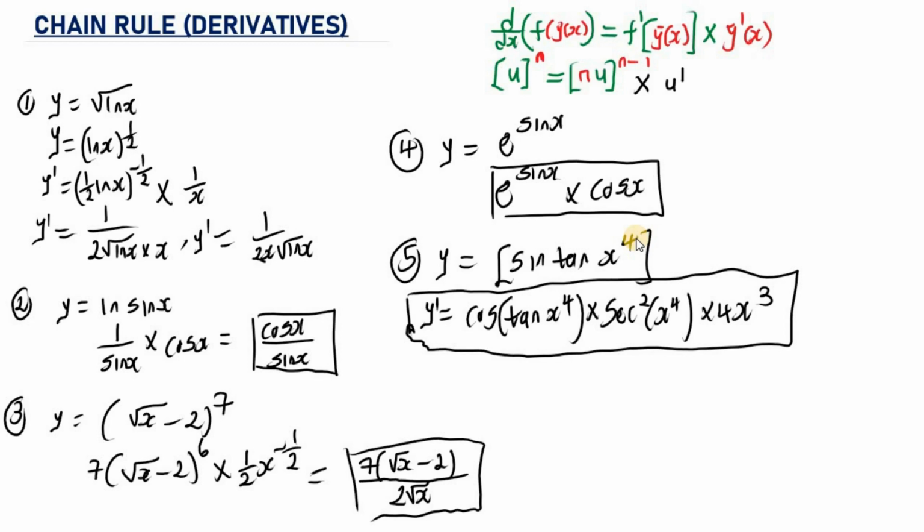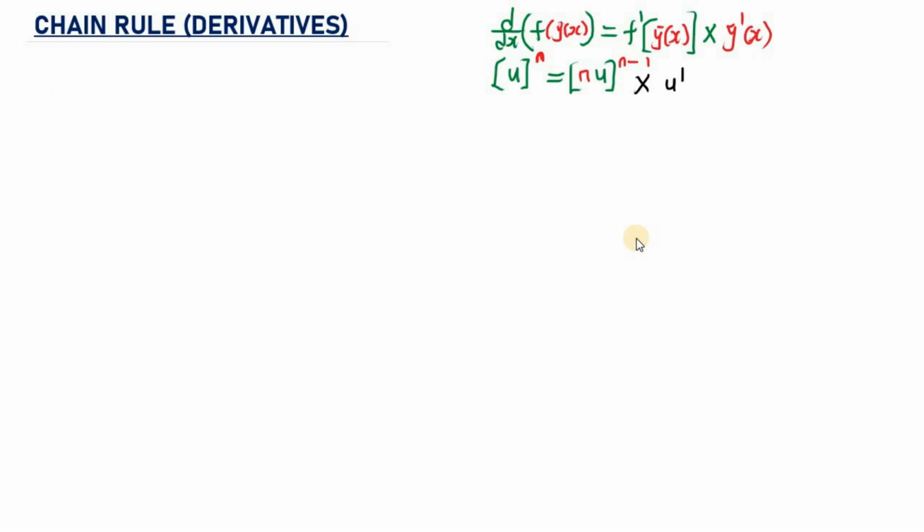This is the answer. So let's take a look at one more example. So this is the 6th example. Now let's say we have y is equal to s divided by 1 plus s, then raised to the power of 4. I want to use chain rule to find the derivative of this function.